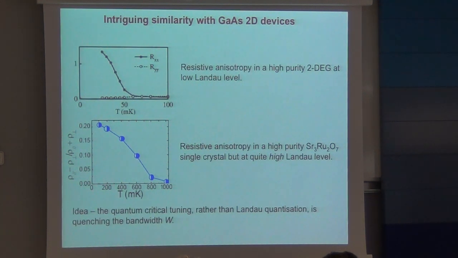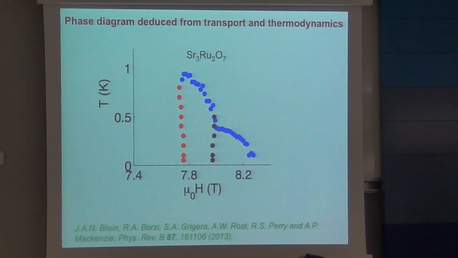So, and this again, I'm just saying again, here you're quenching the bandwidth by going into low Landau levels. Here we're always working in a metal. We're at Landau level 200 or something. We're at very high Landau level. So the Landau quantization isn't killing the bandwidth, but I think the quantum critical tuning is, and that's how you're able to get into the same region of parameter space.